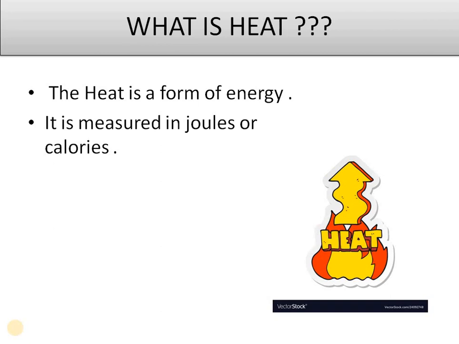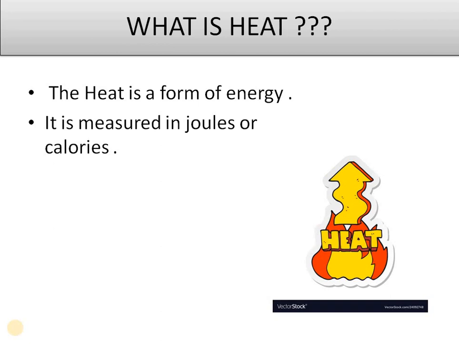So what are calories? When you eat food, you get energy. If you are feeling cold, you drink hot tea or milk, or you eat something, you get heat, you get energy. So energy is measured in calories, kilocalories or joules. So we measure heat in joules.